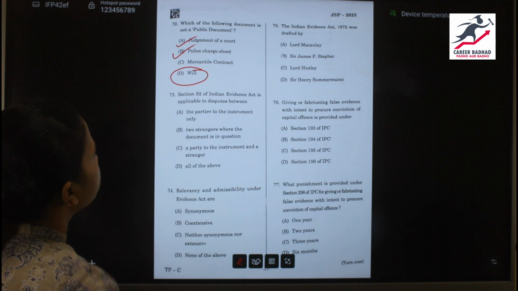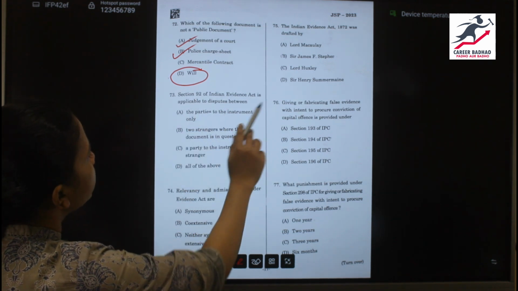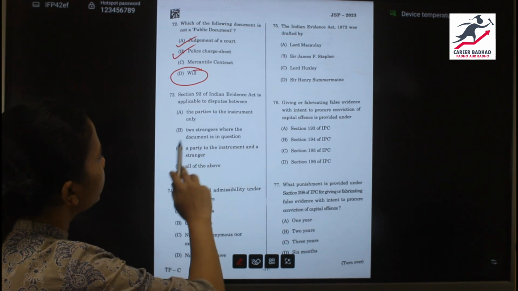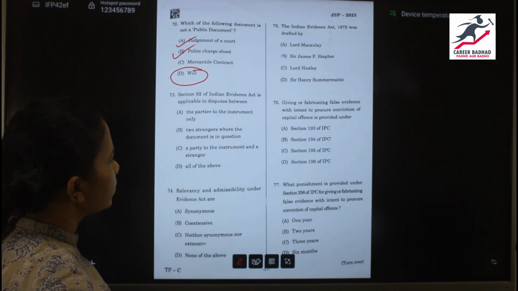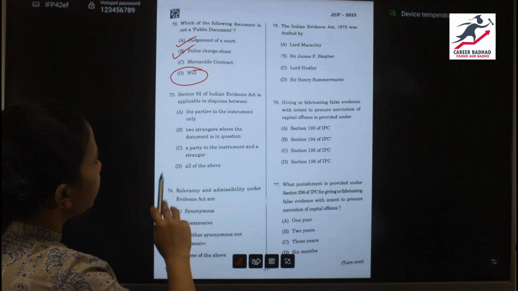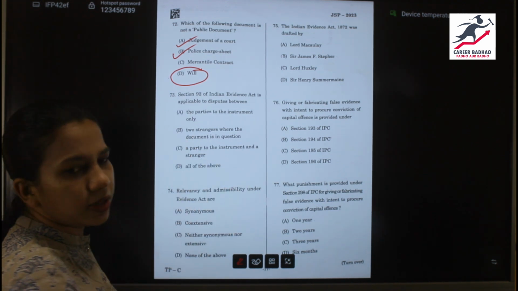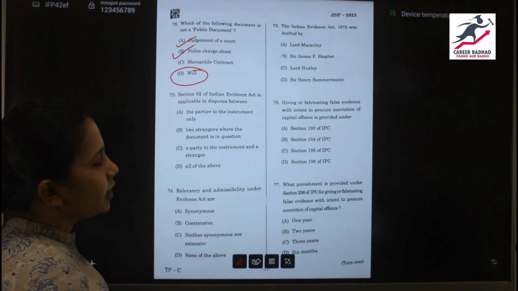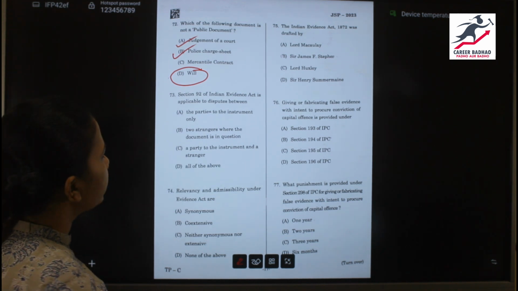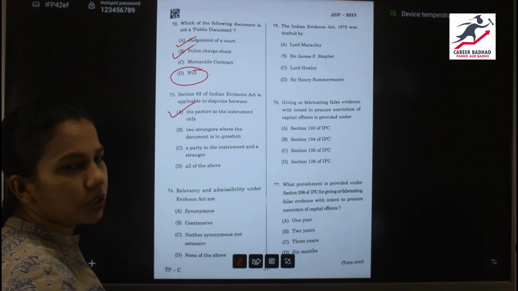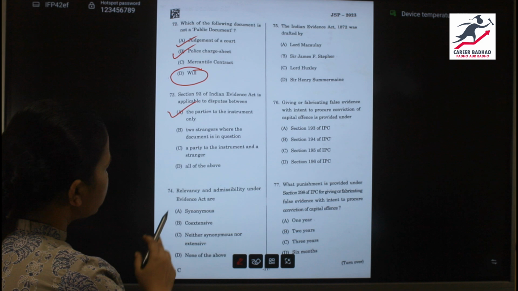Let's move to question number 73. Section 92 of the Indian Evidence Act is applicable to disputes between the parties to the suit only, to strangers where the document is in question, a party to the instrument and the stranger, or all of the above. So section 92 deals with the exclusion of oral evidence in case there is a document available. So the correct answer would be option A, the parties to the instrument only. Let's move to question number 74.